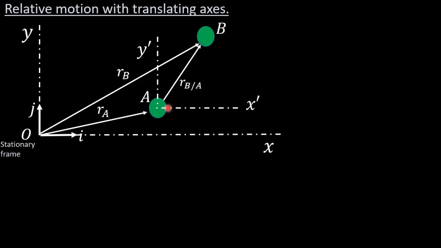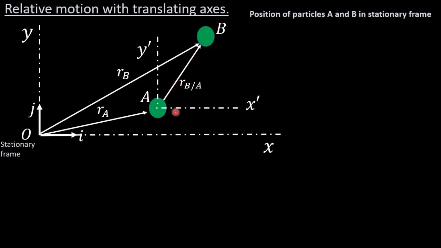So we can also define the position of particle B relative to A, and I'm going to call that r sub B slash A, and what that slash means is just "relative to". So if you see this, it basically means the position r of particle B relative to particle A. So this is the position of B relative to this particle, and we use this translating coordinate axis to define the position of particle B relative to A.